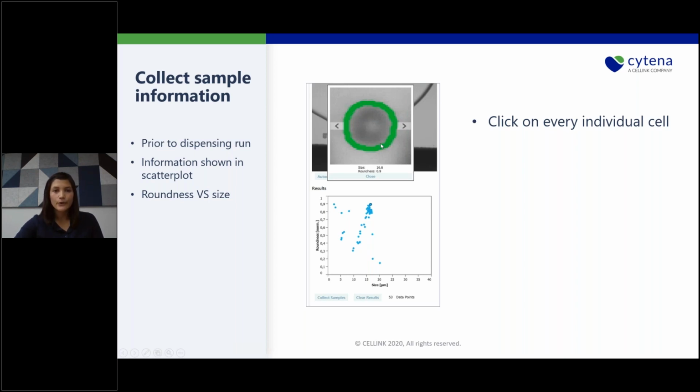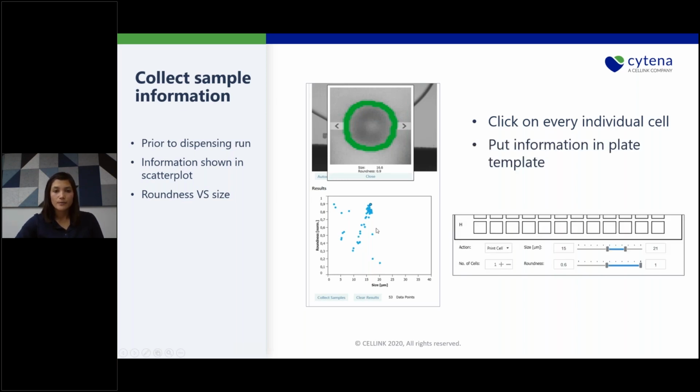Like here, the green circle is our algorithm, and also the parameters are shown here, and you could check whether it's really a single cell or if there are maybe 2 cells sticking to each other. Anyway, with the information you collect here, you can set your parameters here. So you can give a range of size and roundness, and this is the actual starting point for your dispensing run.